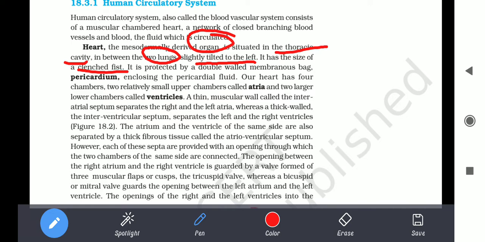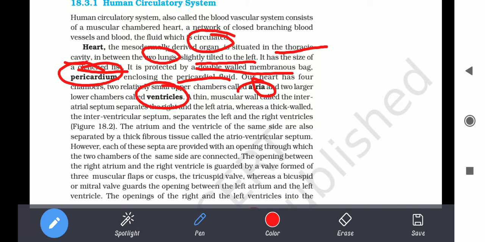It is protected by a double layered mesodermal bag which is called the pericardium. We need to protect it, so we have the double layered membrane, and it encloses the pericardial fluid. Okay, and our heart has four chambers. The upper two chambers are called atria and the lower two chambers are called ventricles.